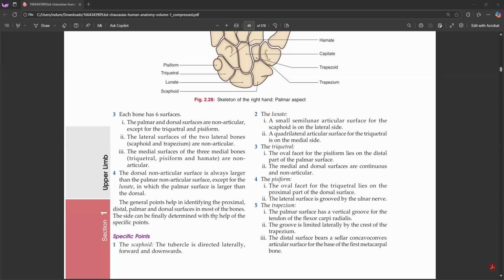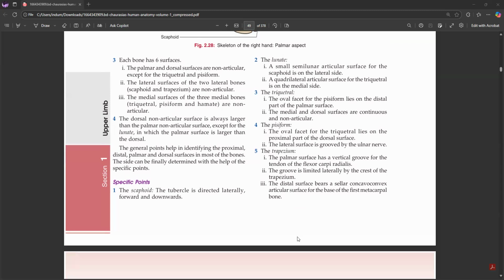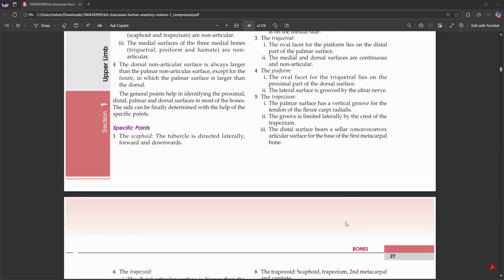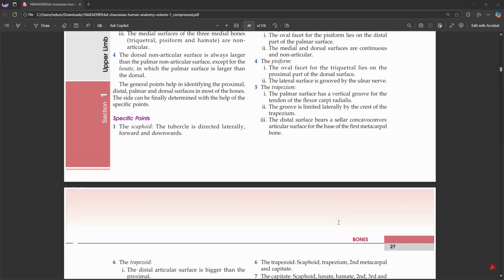Number 3. The triquetral. The oval facet for the pisiform lies on the distal part of the palmar surface. The medial and dorsal surfaces are continuous and non-articular. Number 4. The pisiform. The oval facet for the triquetral lies on the proximal part of the dorsal surface. The lateral surface is grooved by the ulnar nerve. Number 5. The trapezium. The palmar surface has a vertical groove for the tendon of the flexor carpi radialis. The groove is limited laterally by the crest of the trapezium. The distal surface bears a sellar concavo-convex articular surface for the base of the first metacarpal bone.